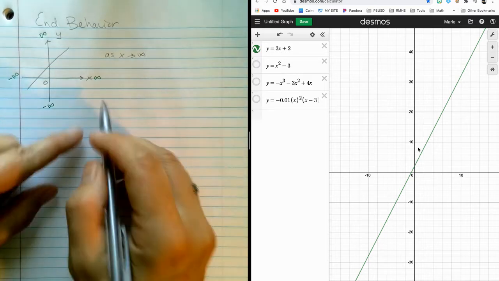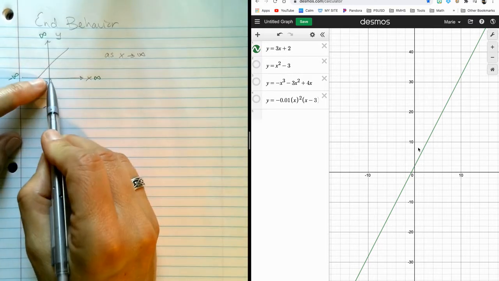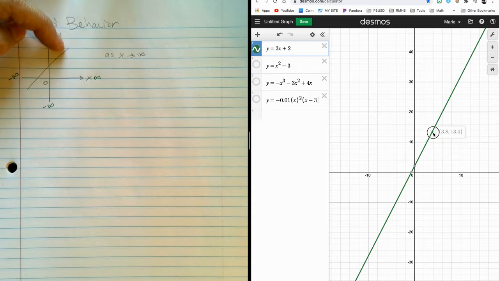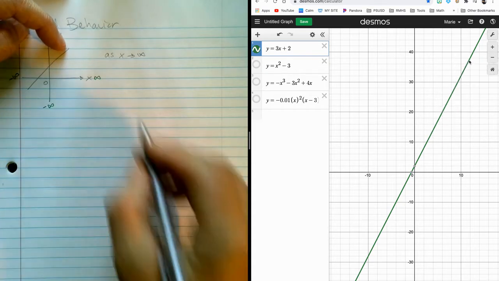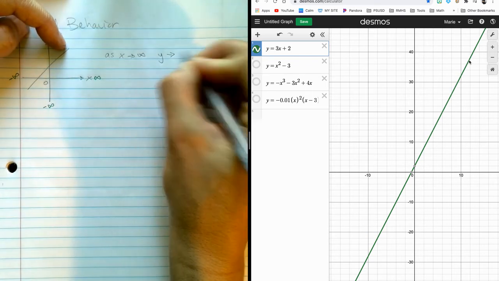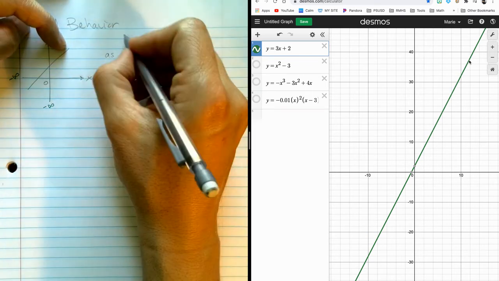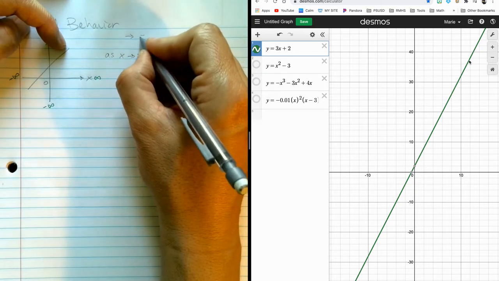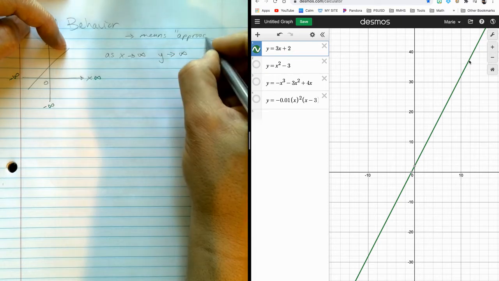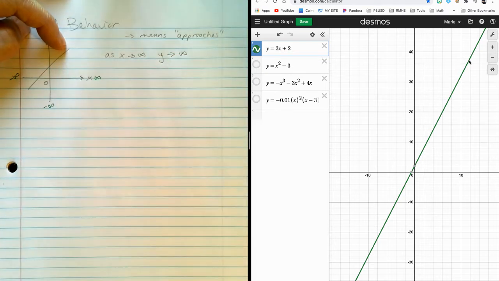So as x goes this direction, if I go along the x-axis, what are my y coordinates doing? I'm just curious about the ends. So the end is right here. If I look at Desmos, I can see my y coordinates continue to grow forever. So as x approaches positive infinity, my y values are also approaching positive infinity. The arrow icon means the word approaching or approaches, okay?